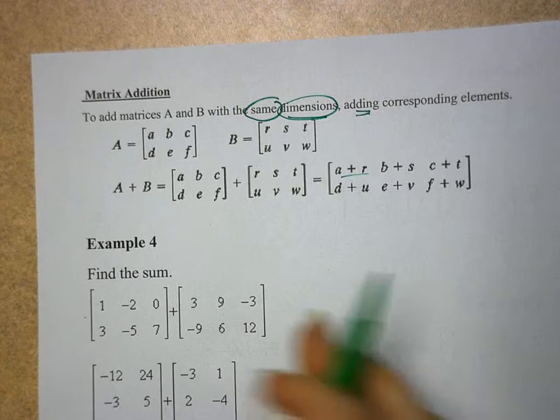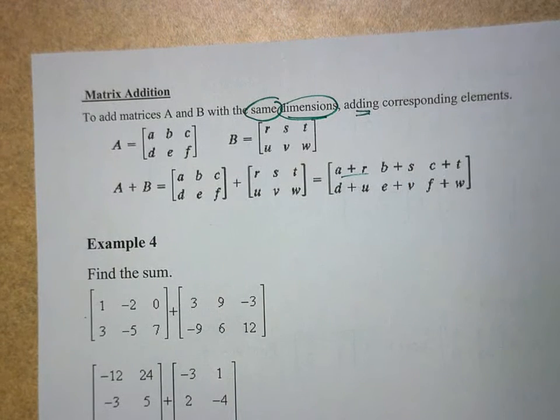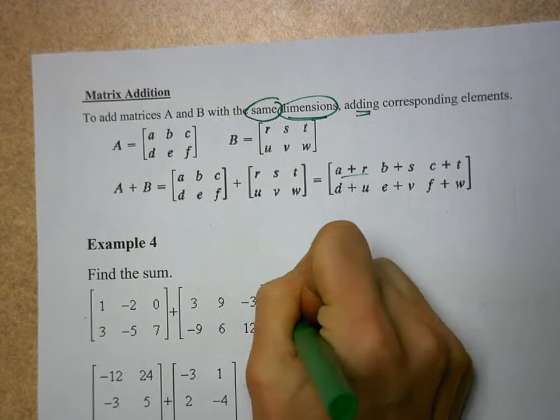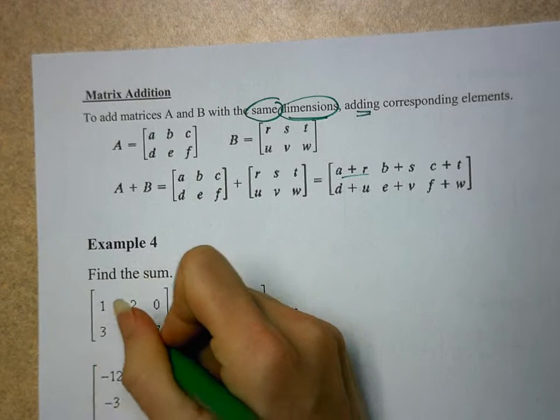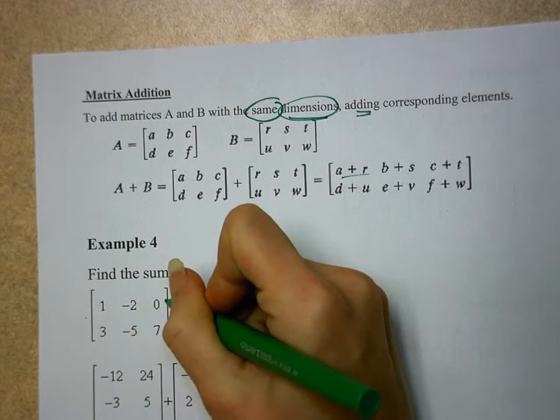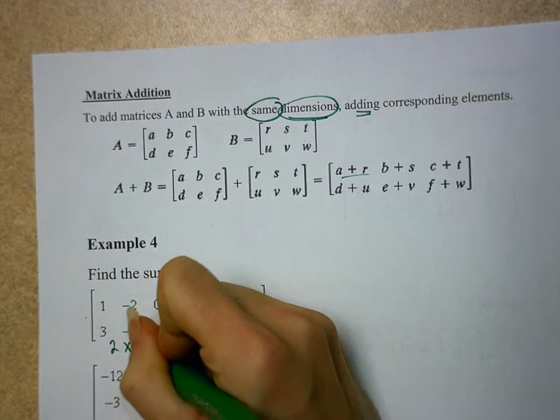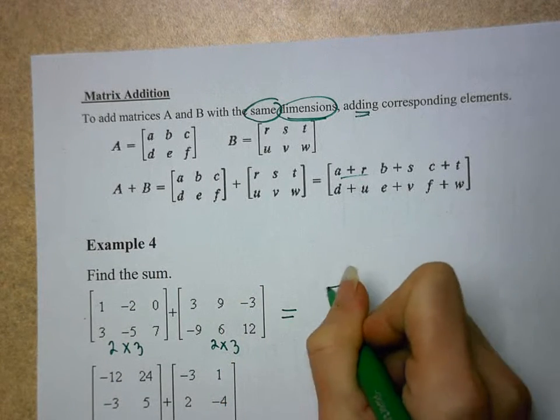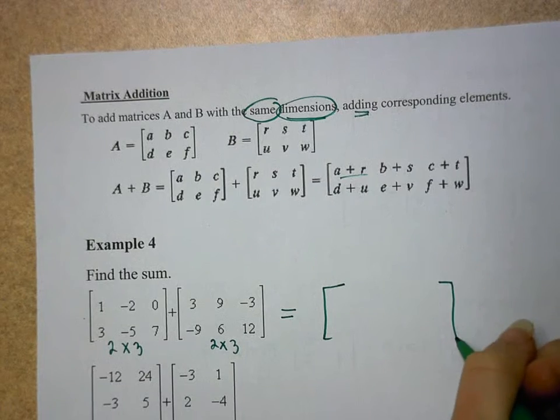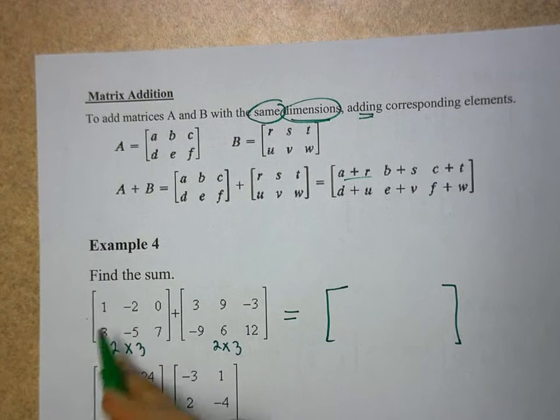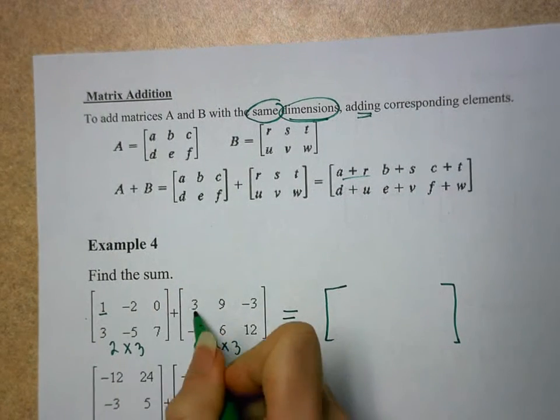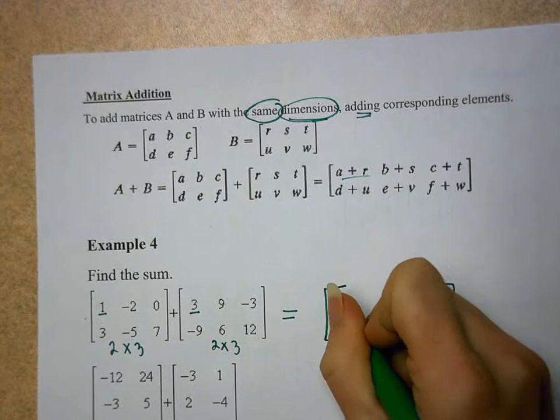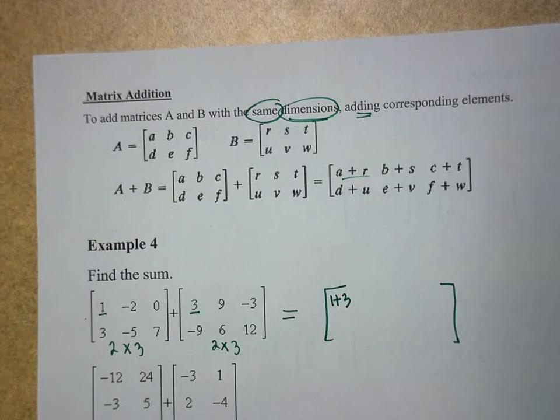And then you would follow along with the other elements. So let's try this with example 4. Example 4. If I am adding, well, first of all, this matrix would be a 2 by 3. This matrix would be a 2 by 3. If I add the corresponding elements, in row 1, column 1, I'm going to add 1 plus 3 to give me an element of 4.